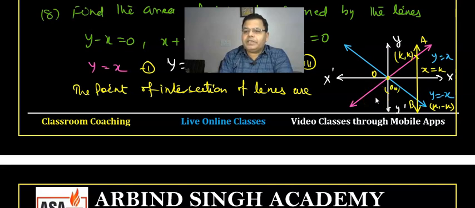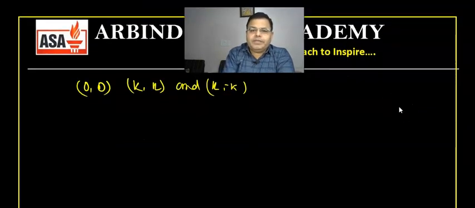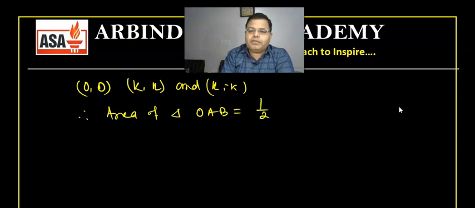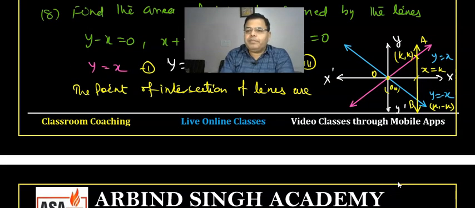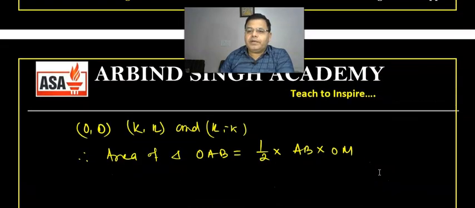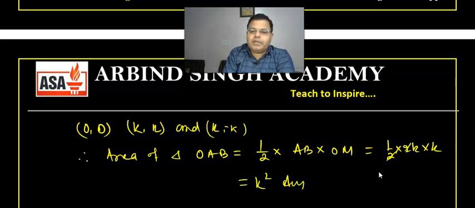First way: the area of triangle OAB is equal to twice the area of one of the equal triangles. The base is 2k and the height is k. So the area of triangle OAB is half of AB into OM, base into height. This is a perpendicular and this is the base. So half of 2k into k, the 2 cancels, and the area is k square. That will be the answer.